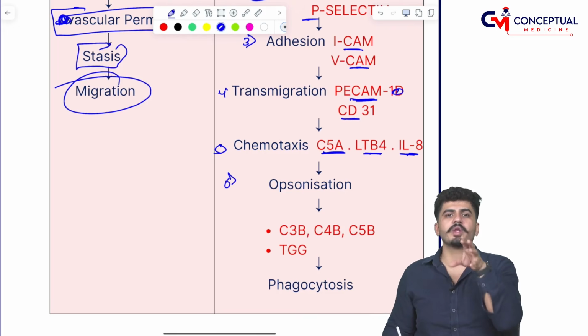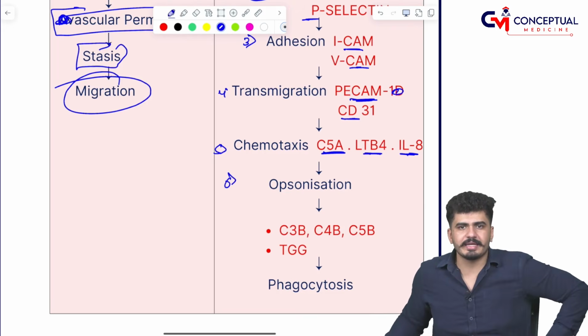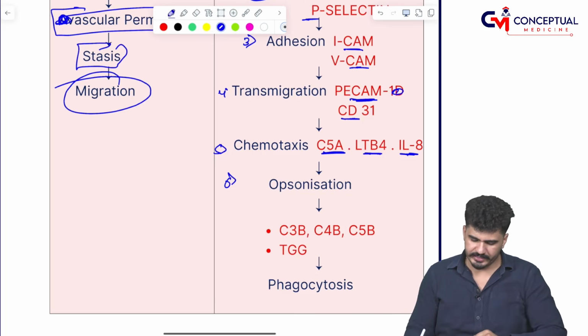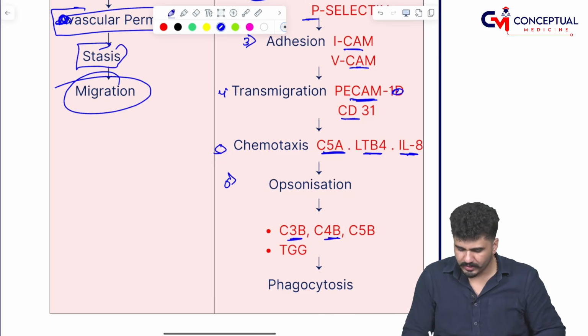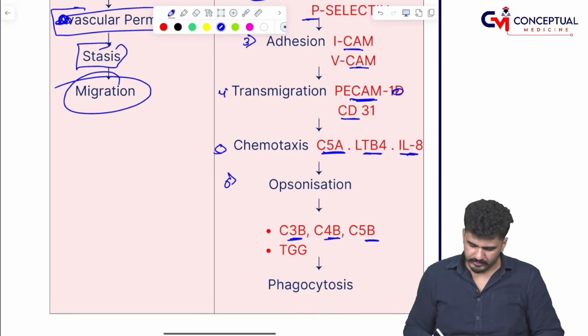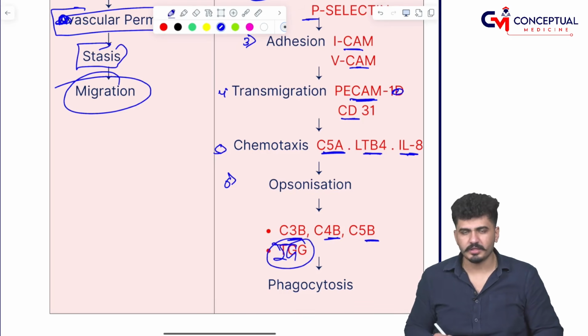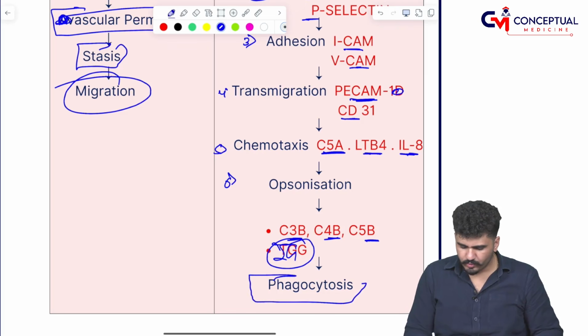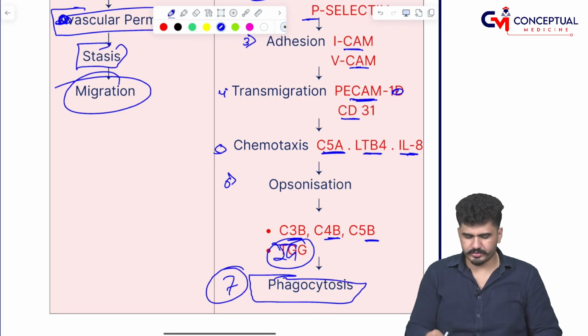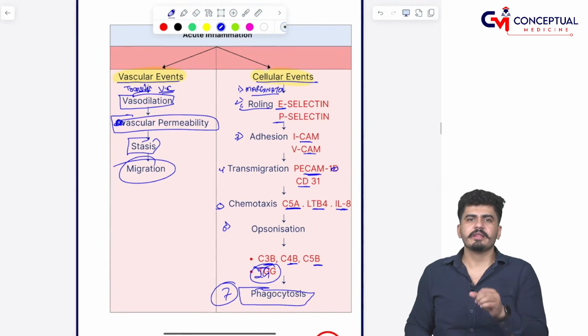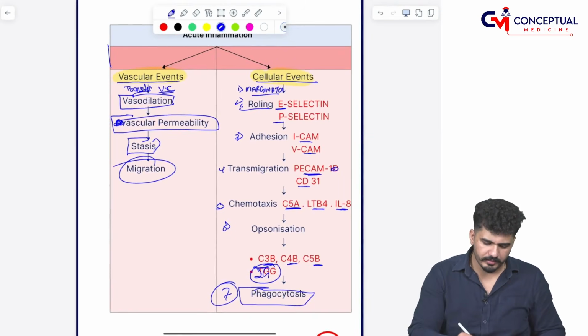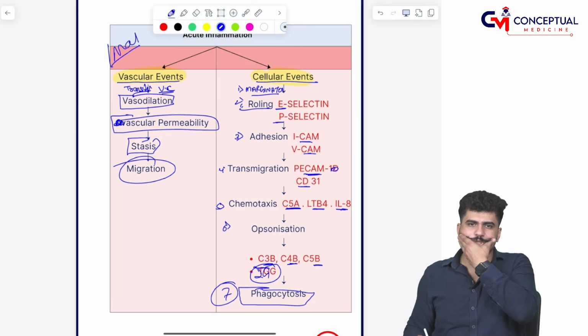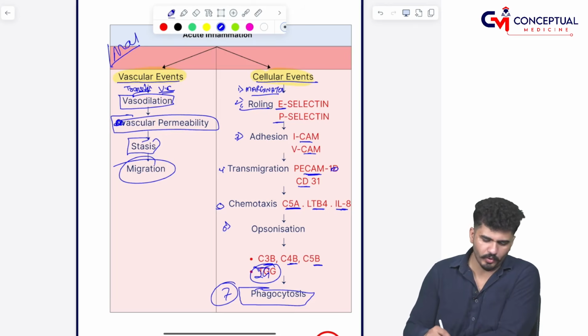So what are opsonizing agents? Which are the opsonizing agents we are having, sir? Opsonizing agents are C3b, C4b, C5b. Okay? And IgG, the antibody IgG. So remember what they do: they do the phagocytosis. So these are the vascular events. These are the cellular events. One-mark MCQs come from this table only, sir. This table only. I hope you all understood.